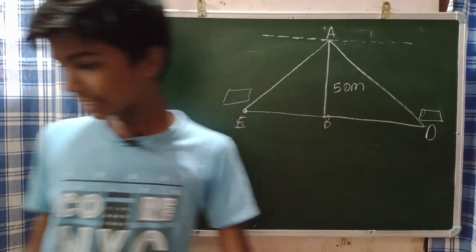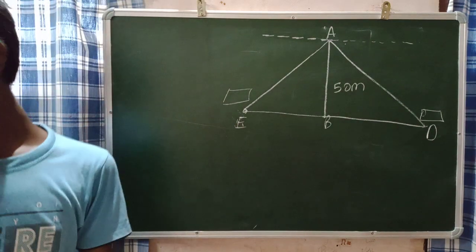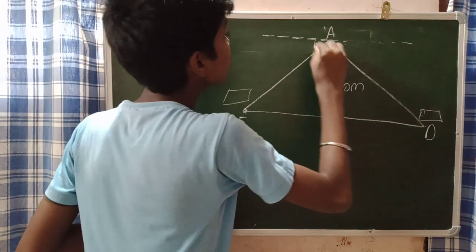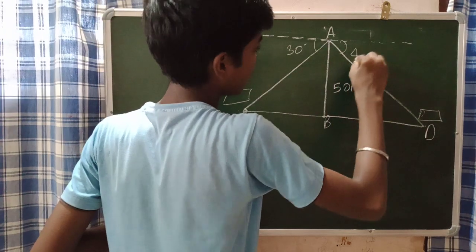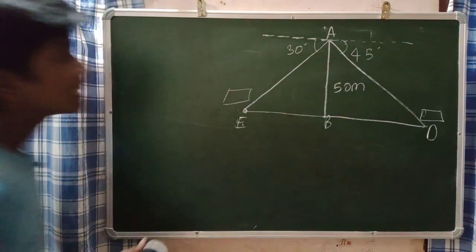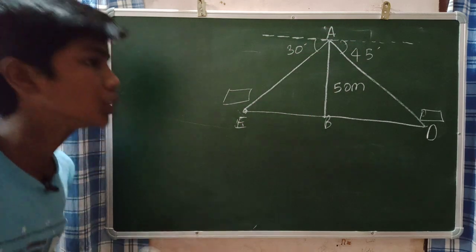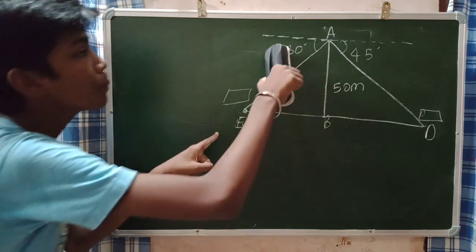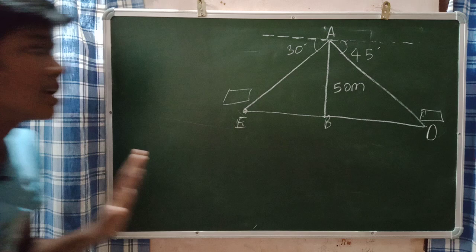Now, they are saying with the angle of depression 30 degree and 45 degree respectively. Here the angle of depression is 30 degree and here the angle of depression is 45 degree. I will repeat once again, guys. That man at position A is seeing two cars situated at positions E and D. To see E, the angle of depression is 30 degree. To see D, your angle of depression is 45 degree.